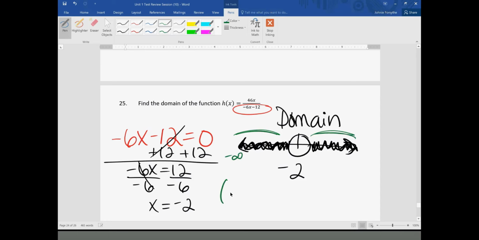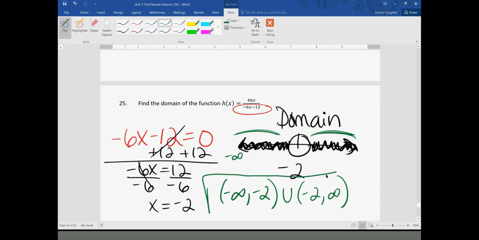So the first interval starts at negative infinity and it goes all the way to negative 2. But we're going to use parentheses because we're not including negative 2. And then we're going to do the union symbol. And then the next interval starts at negative 2 with parentheses and it goes all the way to infinity. So this would be your domain in interval notation.